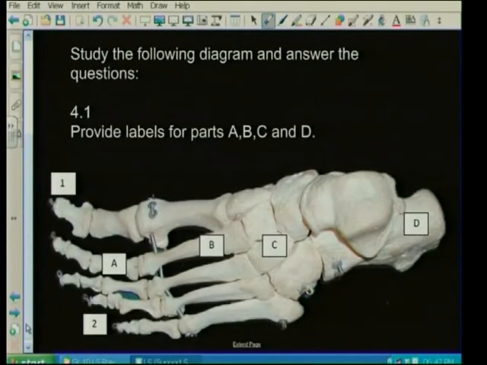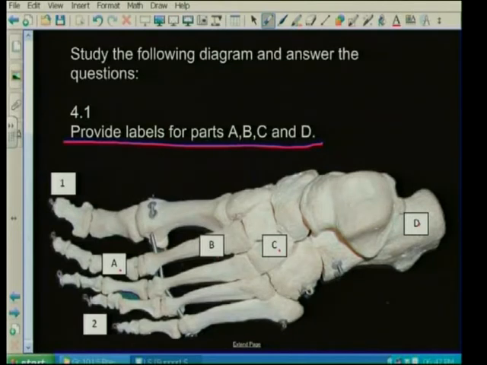Question 4. Again, I just spoke about it, and here it appears. Question 4.1: Provide labels for the parts A, B, C, and D.